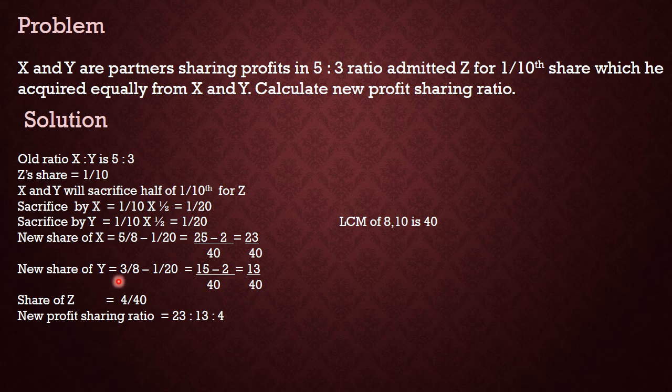New share of Y is 3/8 minus 1/20, that is equal to 15 minus 2 by 40, that is equal to 13/40. Share of Z is equal to 1/10 converted to 40, that is 4/40. Then new profit sharing ratio is 23:13:4.